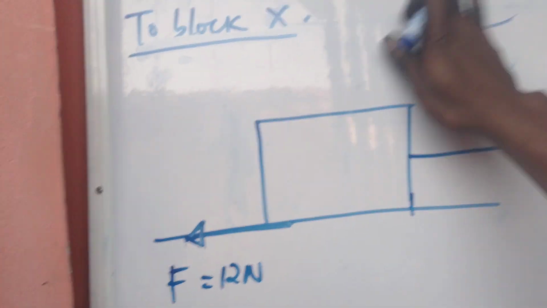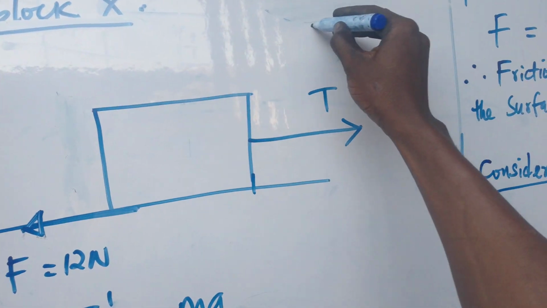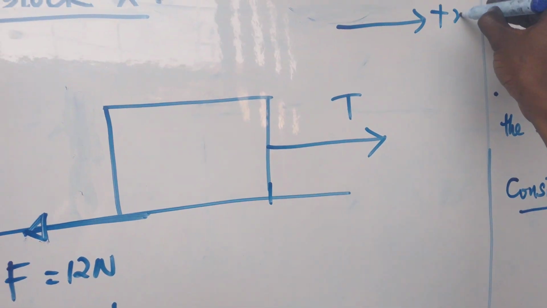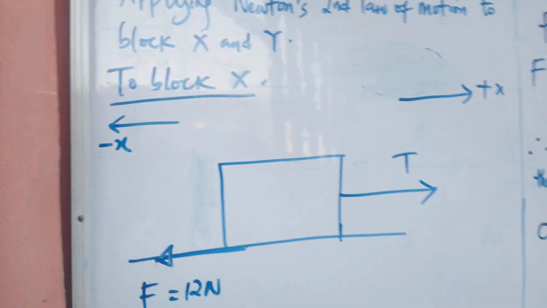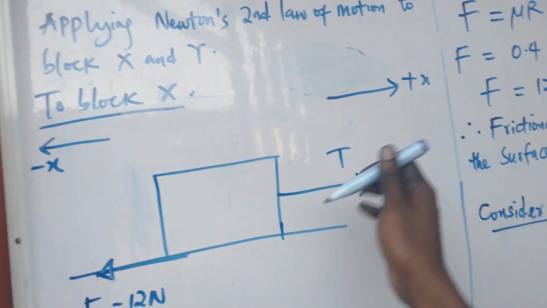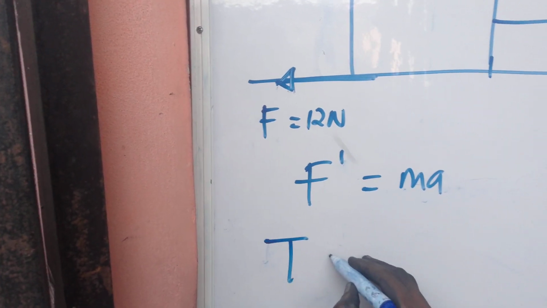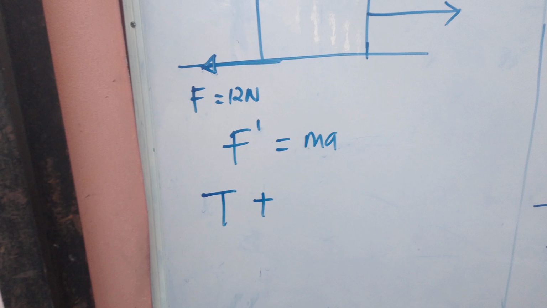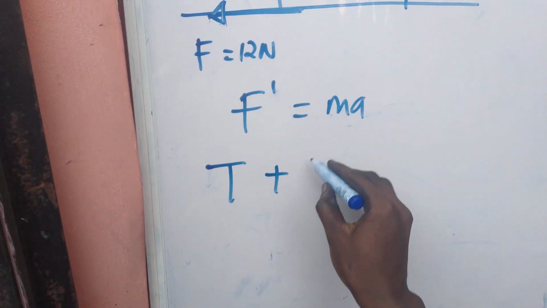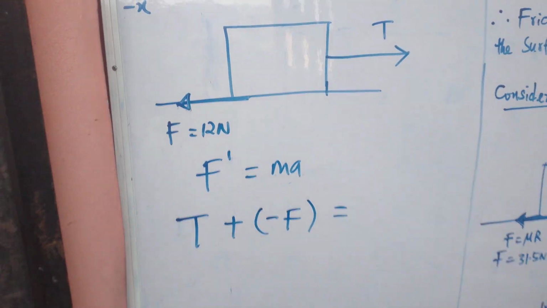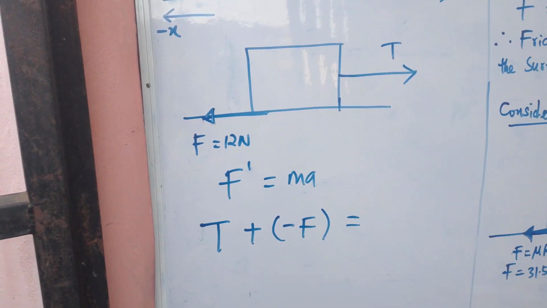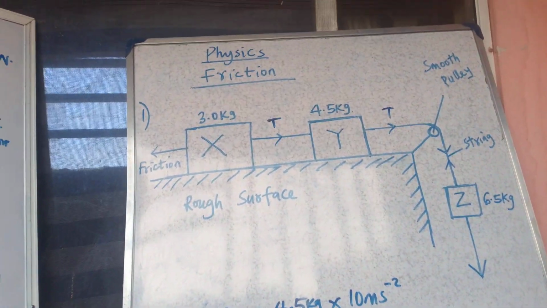Now, it means that this one going like this is positive x, and the one coming this way is negative x. That's my direction of motion. So my tension force now will be positive. I'm taking the summation of forces. Tension is positive plus this one coming like this, friction, is negative, minus F, is equals to the mass of that block. The mass of block X is 3 kg.